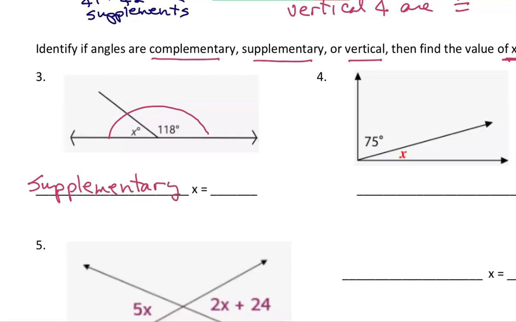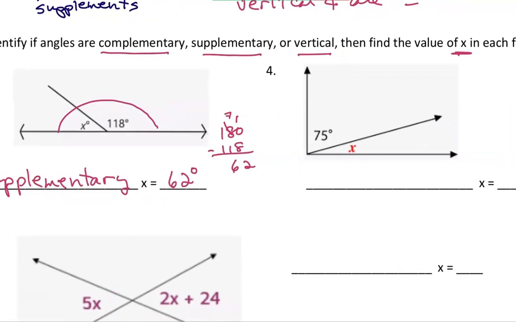They sum to 180. And therefore, to get the missing x, I'm going to subtract away 118. I'm going to borrow from the 8, making that a 7. 10 minus 8 is 2. 7 minus 1 is 6. And that's all she wrote. So it's 62 degrees. Look at the next pair.